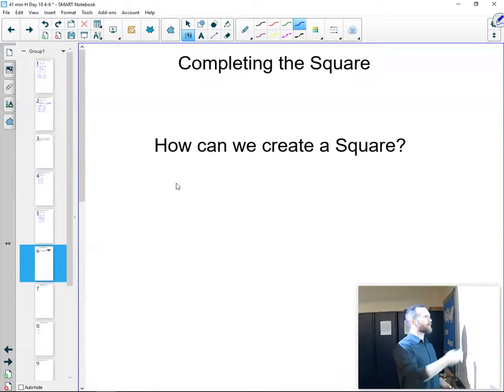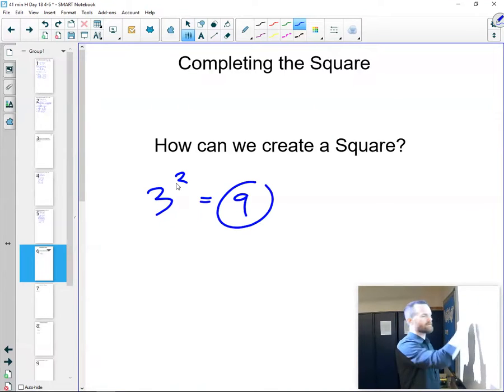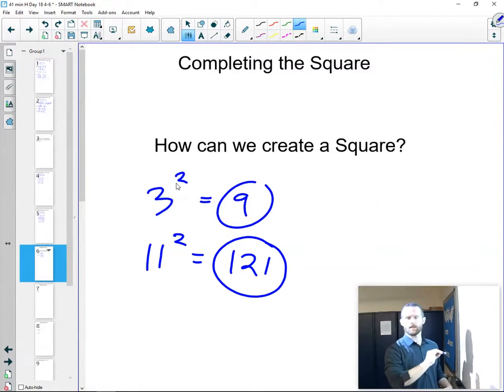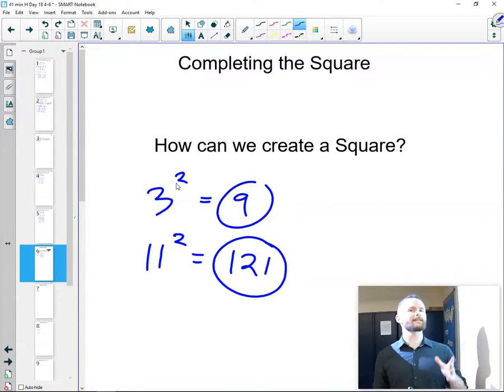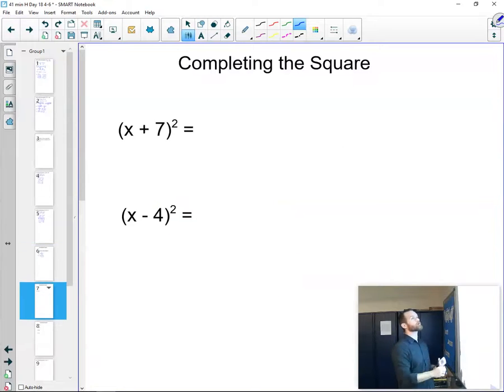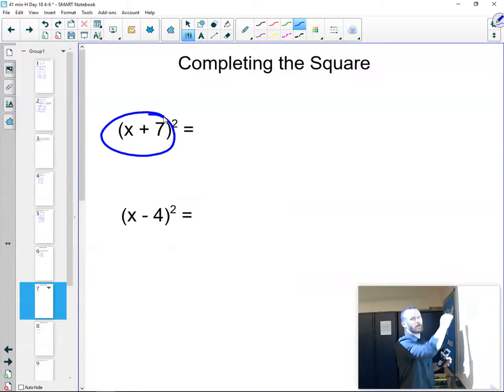Well, to create a perfect square, we can just take any number we want and square it. So say we have 3. That's not a perfect square, but if we square it, it gives us a perfect square of 9. Same thing if we had an 11. That's not a perfect square, but if we square it, it gives us 121. That's a perfect square. What we're going to do is apply this strategy to trinomials, perfect square trinomials. And the way we create perfect square trinomials is by squaring a binomial.